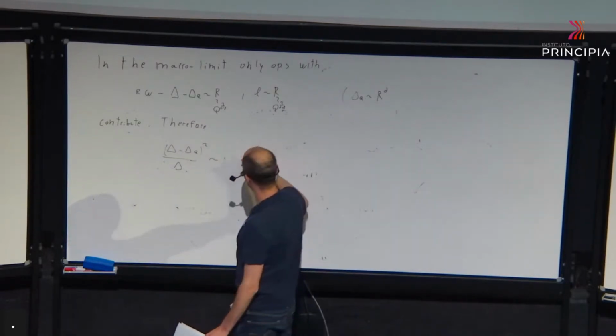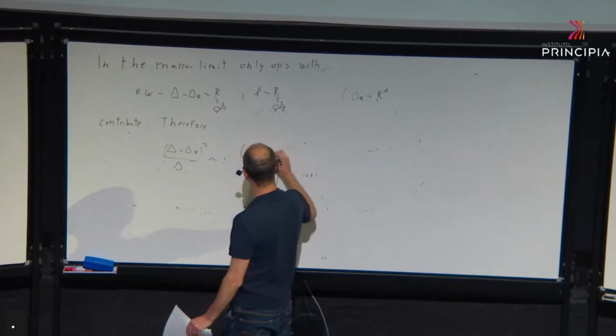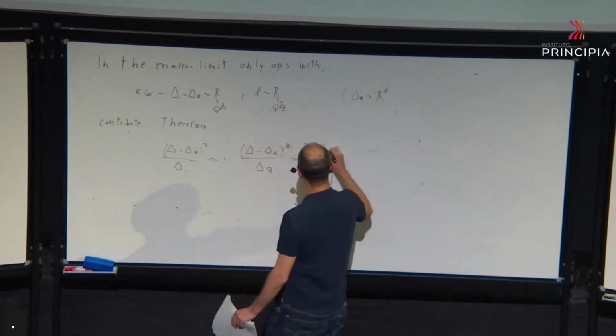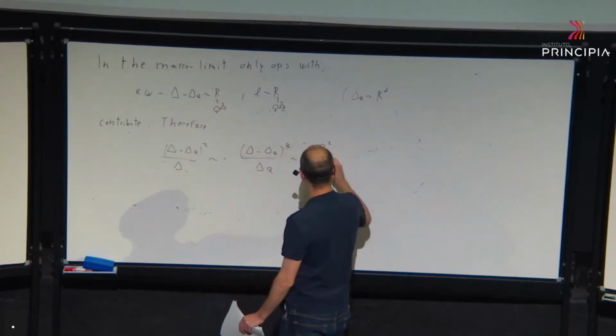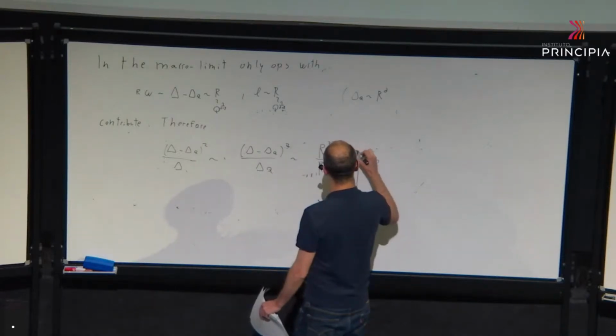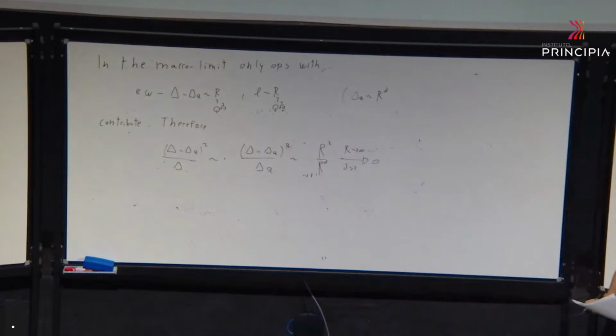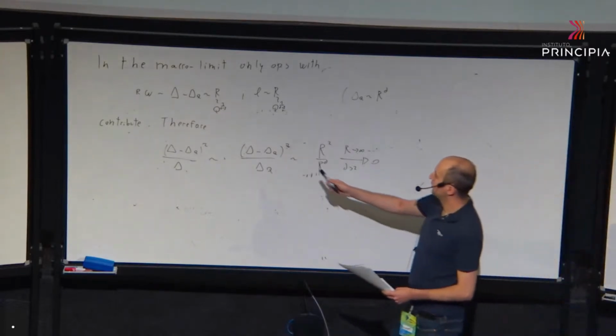So let's do another step. Over delta q. And this is, again, in powers of r squared over r to the d, which drop to 0 if you take r to infinity and d bigger than 2. And the same thing you can get convinced of with the angular momentum.